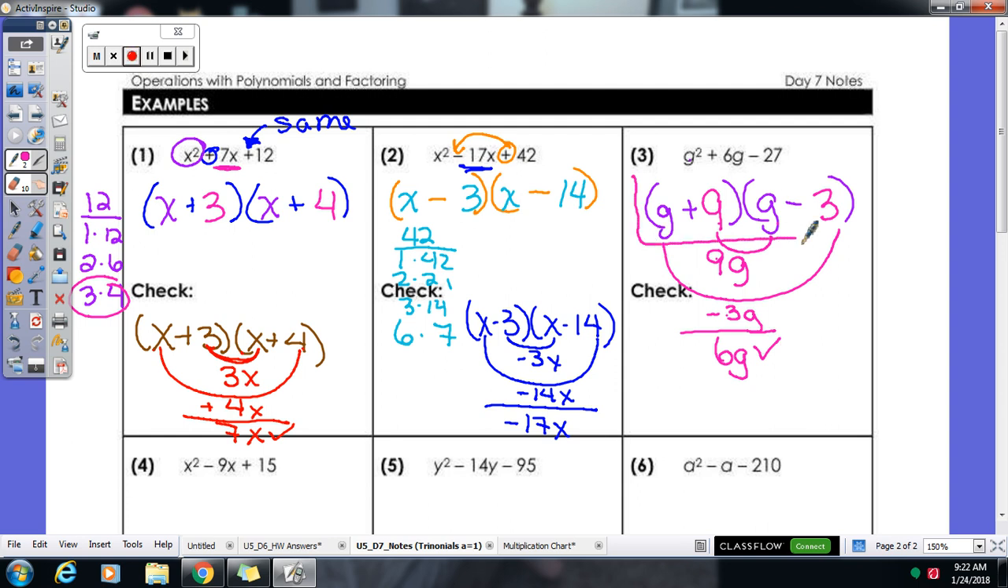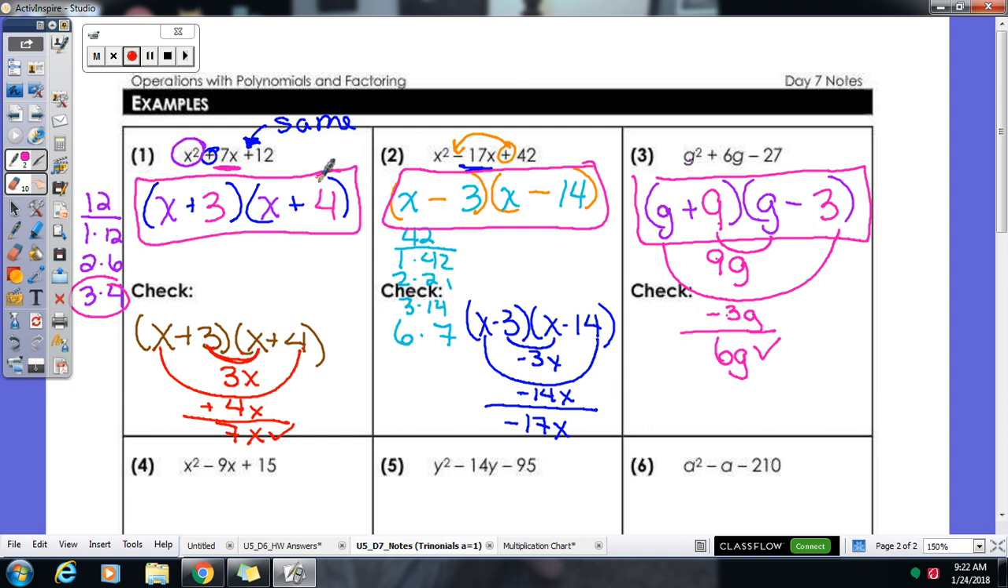And so again, your answers are the 2 sets of parentheses, not your check. Some people try to tell me their check is the answer. That's not the answer. It's the 2 sets of parentheses.